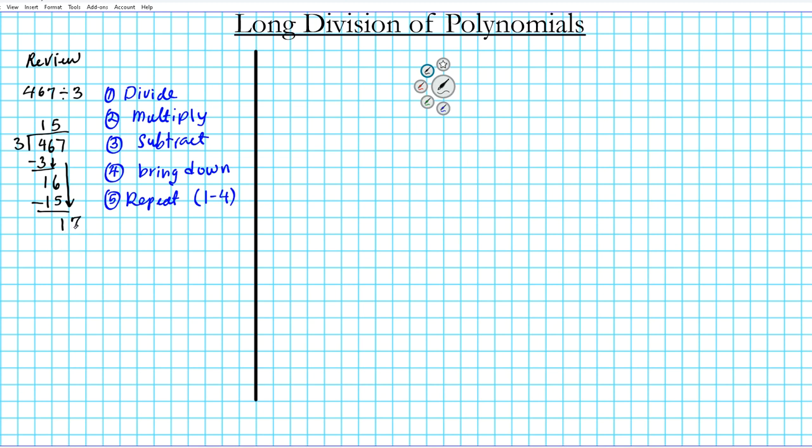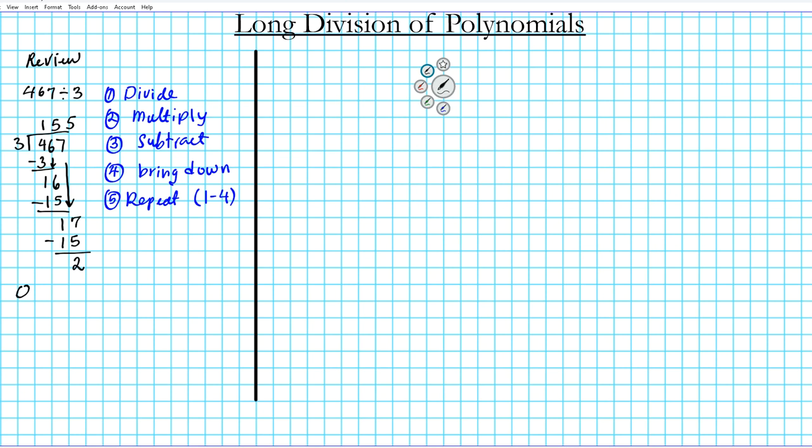And we're going to repeat the steps again. So divide. How many times is 3 going into 17, or 17 divided by 3 is 5 times. 5 times 3 is 15. So divide, multiply, and then we subtract. Right? There's nothing else to bring down because we're done.